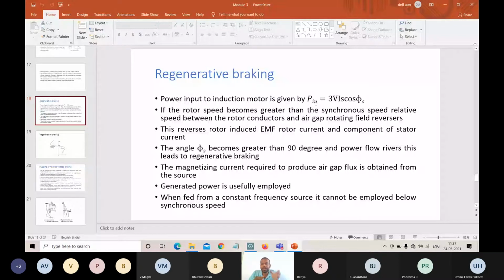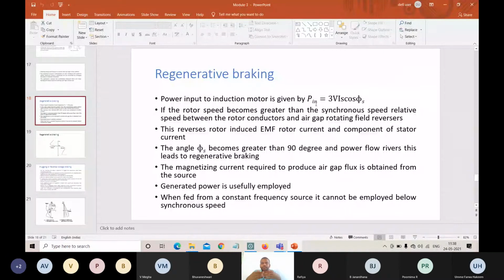So the next thing is the magnetizing current. The magnetizing current which is required to produce the air gap flux is obtained from the source, the source which we are giving to the supply. This magnetizing current reverses the air gap flux produced. So the motto of the regenerative is reversing of air gap flux, which is nothing but reversing of field.